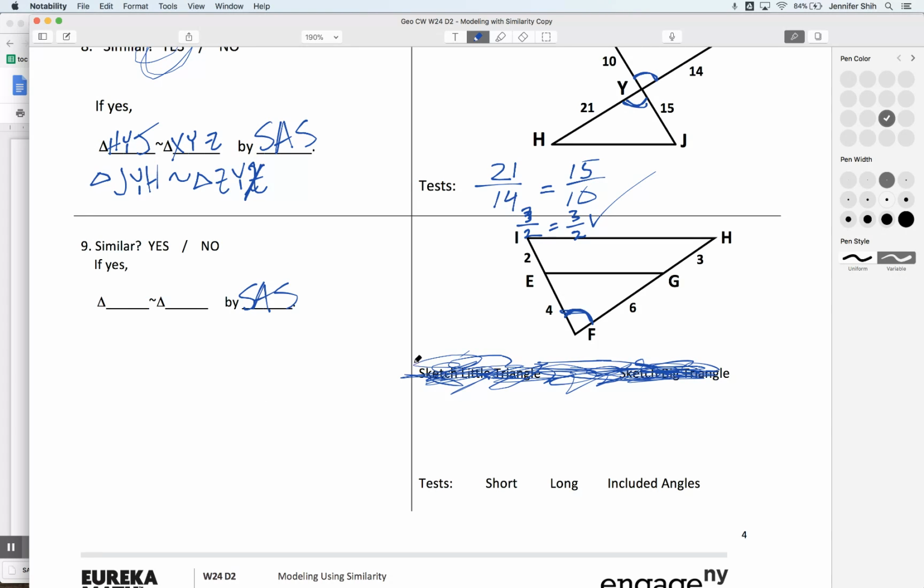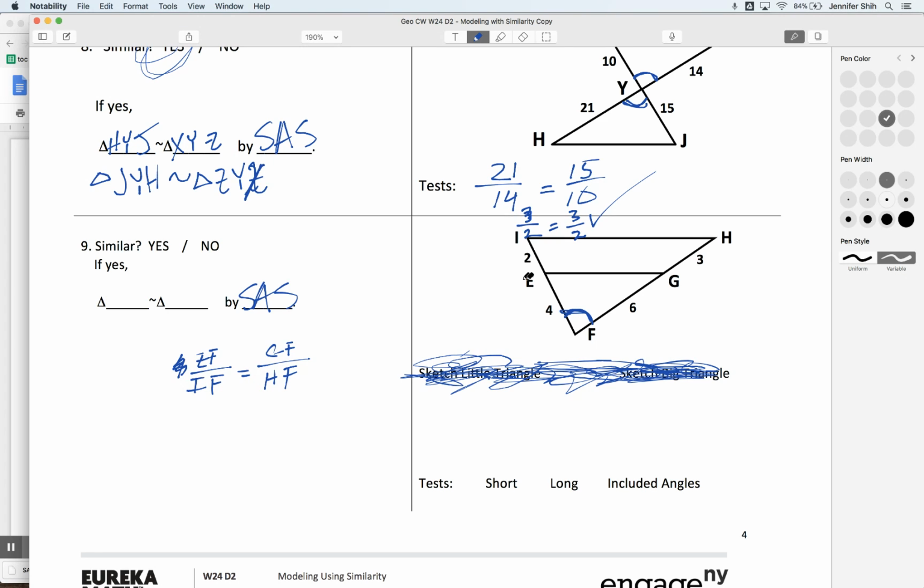Little triangle, big triangle. Now, for the little triangle, I see E and F. I'll write it. EF is the side of the triangle. It's corresponding with IF. This is the bigger side. This is the smaller side. So let's see if the other side of the triangle, GF, is proportional to HF. So the top numerator numbers are from the small triangle. The denominator numbers are coming from the big triangle. And this is the left side of the triangles, and this is the right side of the triangles.